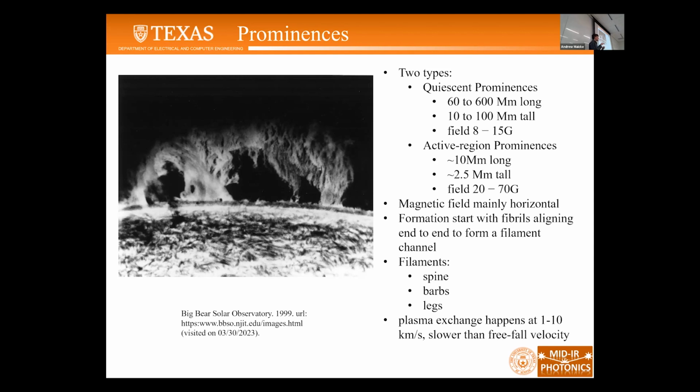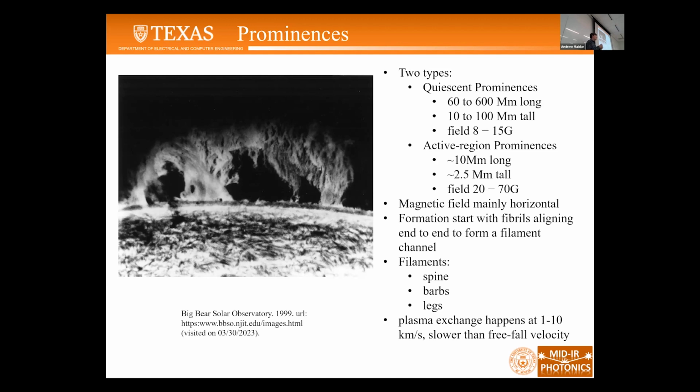The formation of these prominences starts with a bunch of dark strands called fibrils. It's hard to point them out in this image, but they align with each other to form filament channels, which eventually have features like the spine, which is the length of the filament, barbs, which are the protrusions that point down towards the sun, and the legs where they touch the surface.